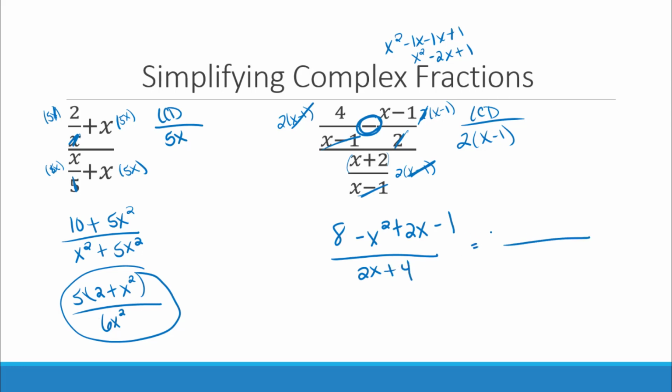So let's rewrite this. This is negative x squared plus 2x. 8 minus 1 is going to give you 7. All over 2x plus 4. And that would be your final answer because you can't factor anything, so this would be it.